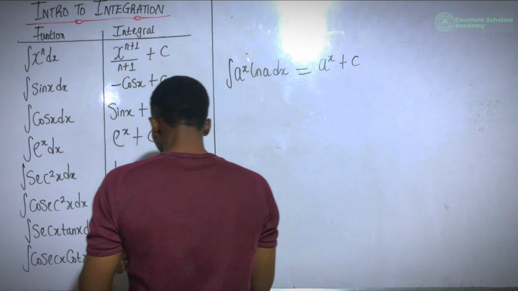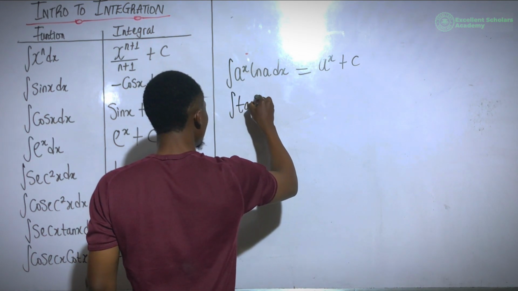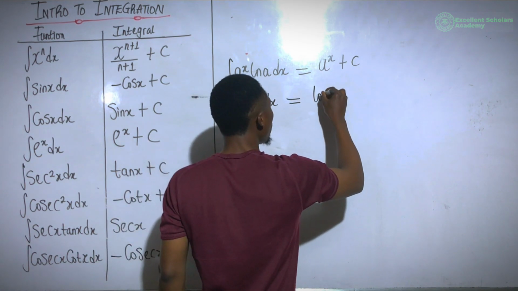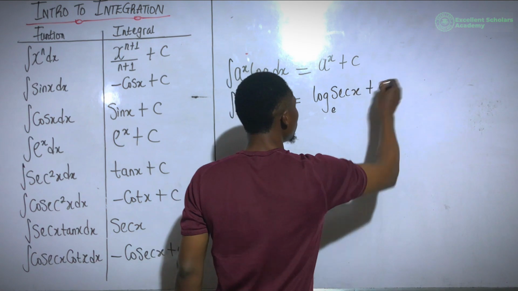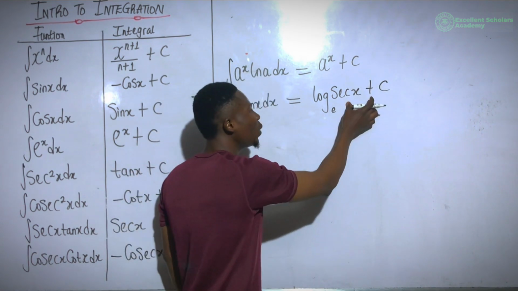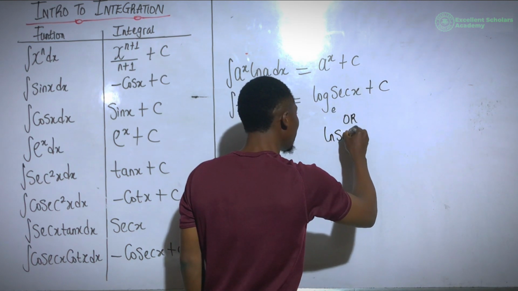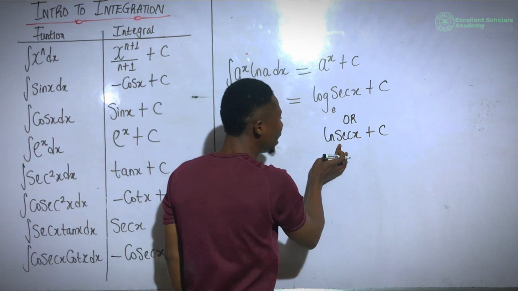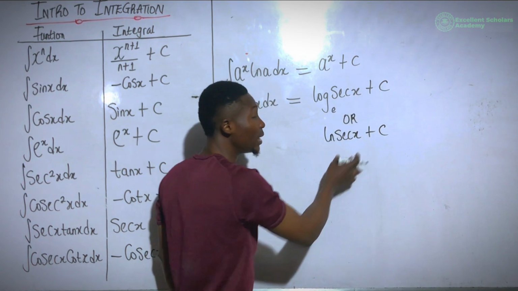So the next one we're going to look at will be, if you integrate tan x with respect to dx, you are going to have your answer to be log sec x base e plus your constant of integration. Or you could also write this as ln sec x plus c. Log base e and ln are actually the same. So you could also write this like this or like this.